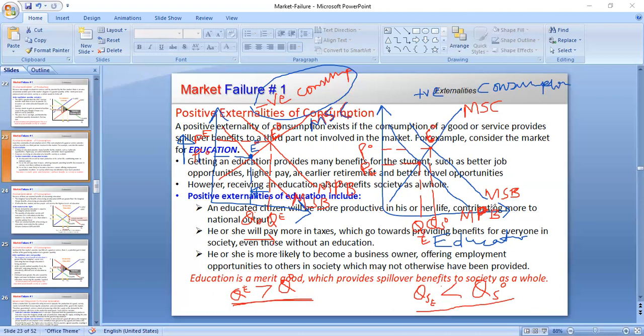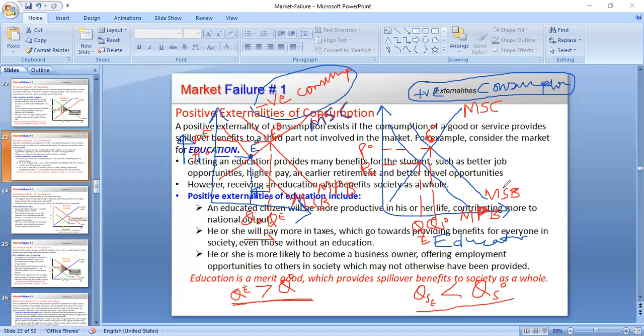Now, before we look at why these positive externalities are undersupplied, someone was asking, Libra was asking, I think, why negative externalities are oversupplied and why positive externalities are undersupplied. We are getting there. So I'm going to explain why. I'm going to explain how the government now responds to a positive externality of consumption, like education.